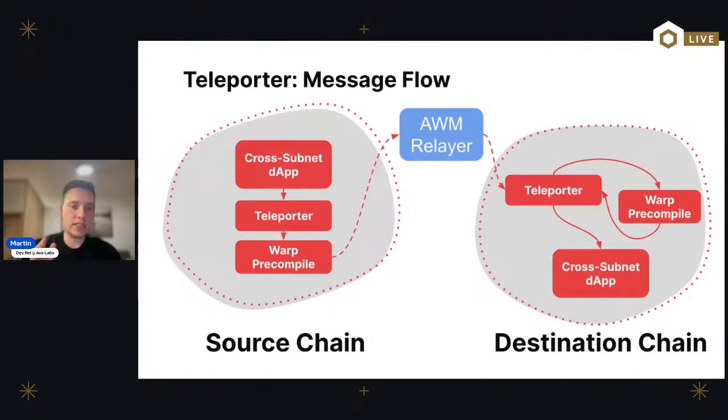So at a high level, you can see here, under the hood there's a lot happening. But you as a developer, you're writing a cross subnet dApp, and you have one on the source chain and one on the destination chain. You interact with Teleporter. Then some magic happens with a warp precompile, an AWM relayer, Teleporter. So lots of stuff is happening here. The beautiful thing about Teleporter is you don't really have to worry about all that stuff. You only have to solve for two things. You have to tell Teleporter what kind of message you want to send, and then you want to have your cross subnet dApp on the destination chain be able to receive that message. Everything else is abstracted away from you. Everything else just works magically.